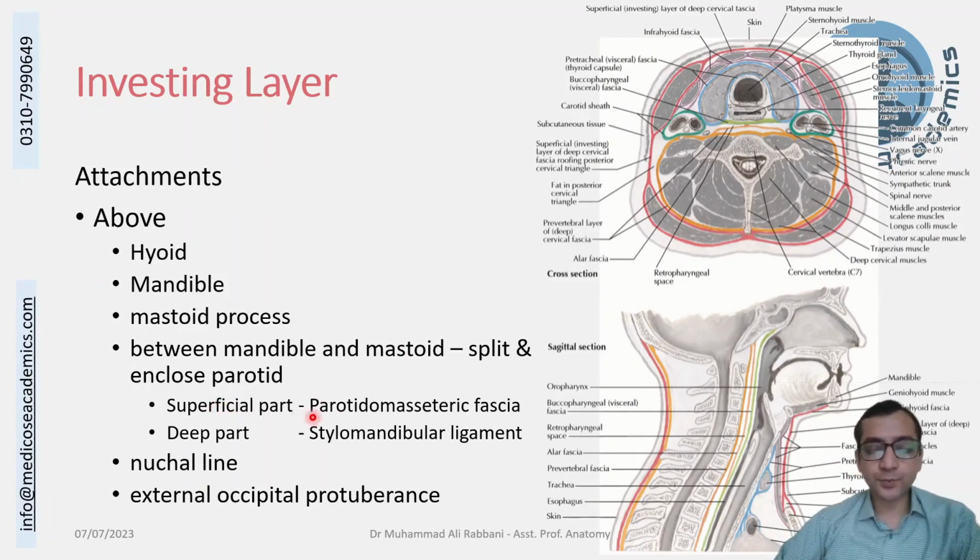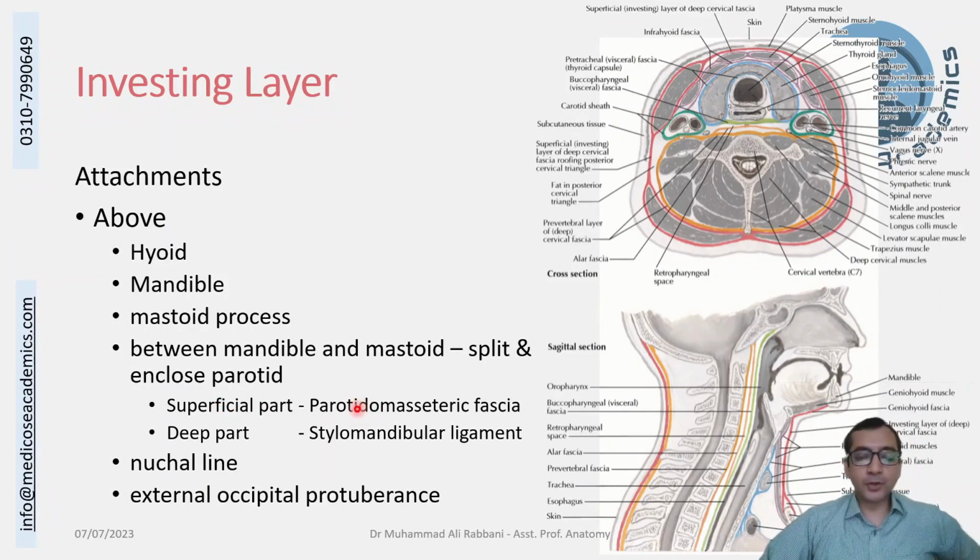The layer that is nearer to the skin, the superficial one, is called the parotidomasseteric fascia. We will discuss more of it in the face region and the parotid region. These superficial and deep parts enclose the parotid gland and the submandibular gland, and the deep part is involved in the formation of the stylomandibular ligament, to be discussed in the temporomandibular joint.